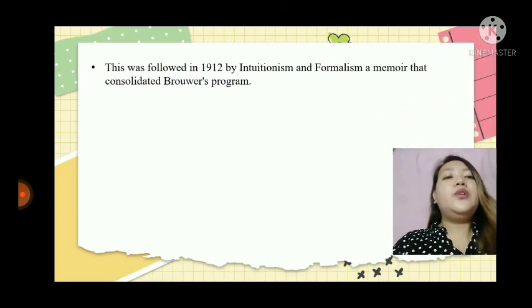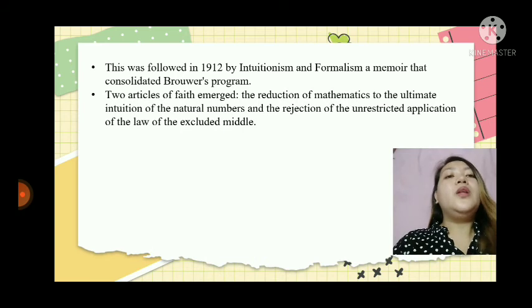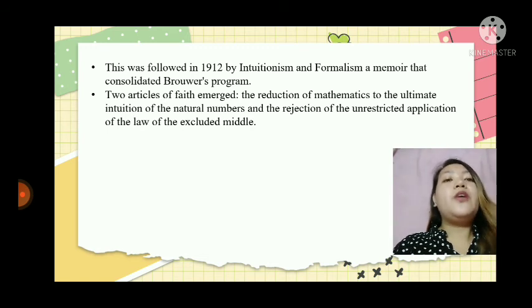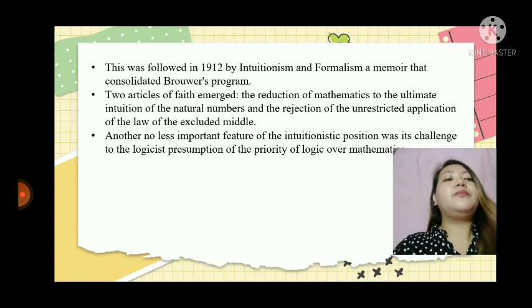This was followed in 1912 by Intuitionism and Formalism, a memoir that consolidated Brouwer's program. Two articles of faith emerged: the reduction of mathematics to the ultimate intuition of the natural numbers, and the rejection of the unrestricted application of the law of the excluded middle.